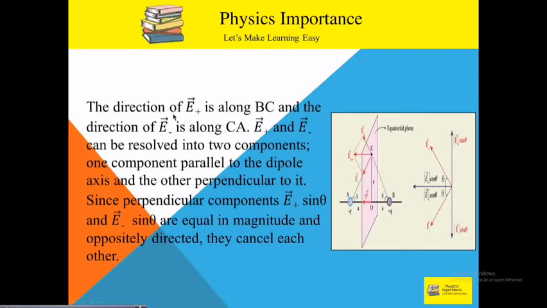Now we have to find the direction of E plus. It is along BC. How? First we find the electric field at point C due to plus Q. We know that plus and plus repel, so it goes like this. So what is the direction of E plus? It is along BC, so the arrow mark is drawn like this.